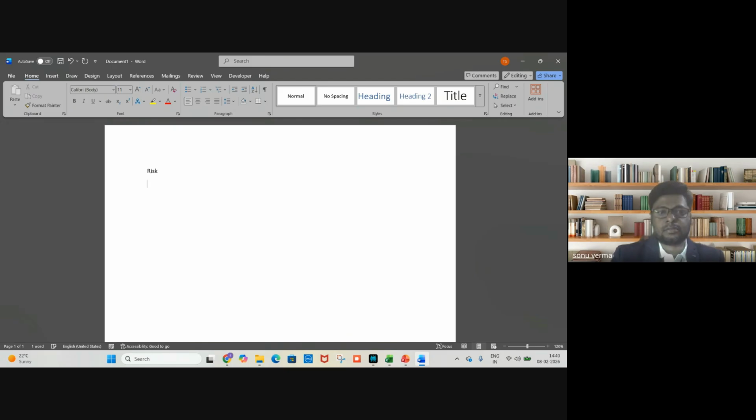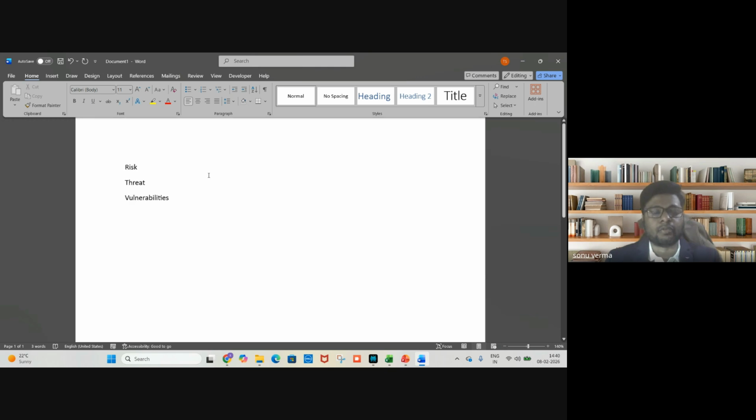Okay, risk, threat, and vulnerabilities. This seems almost the same in cybersecurity and in information security. Once we are going to do the risk assessment or conduct third party risk management, we need to understand the basics of risk, threat, and vulnerabilities, for example, in layman language.